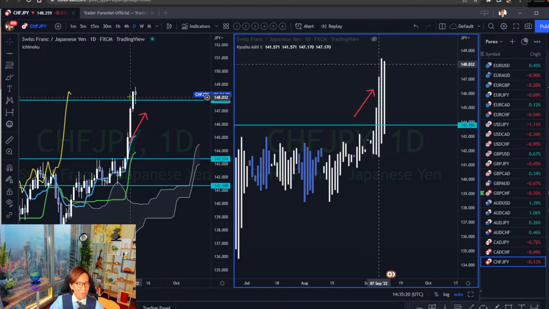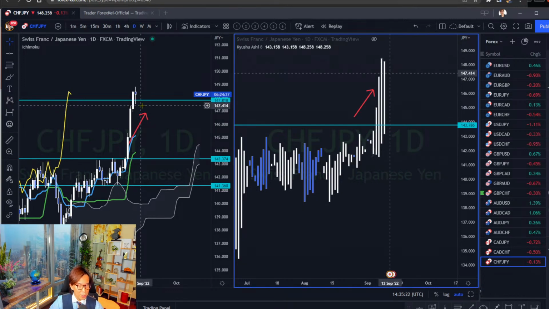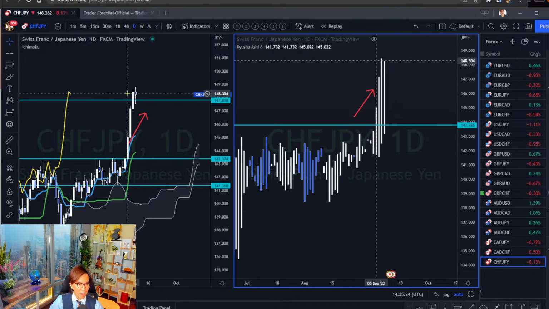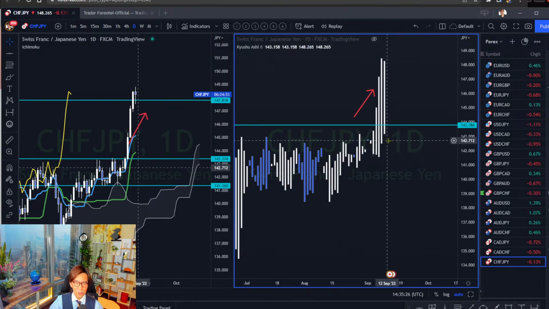along the way, it may retrace back to Tenkan-sen possibly, but in the long run, it's bullish as Kyushu Ashi shows, so I'm still buy biased. I will continuously look for the buying edge. But if I start to see the bearish blue Kyushu Ashi, then I might stop looking for the buying edge.